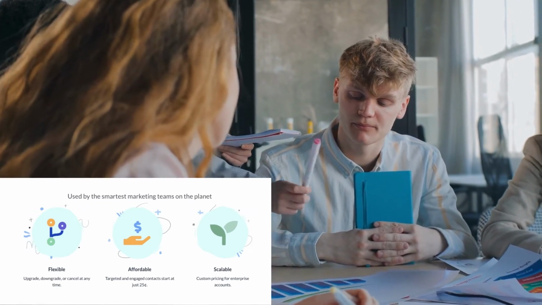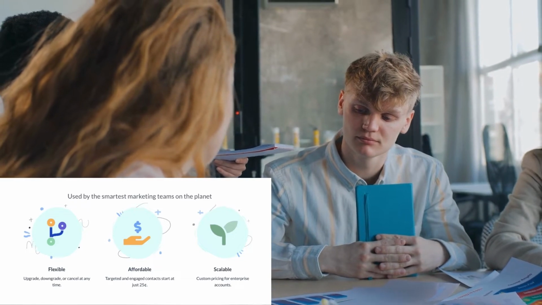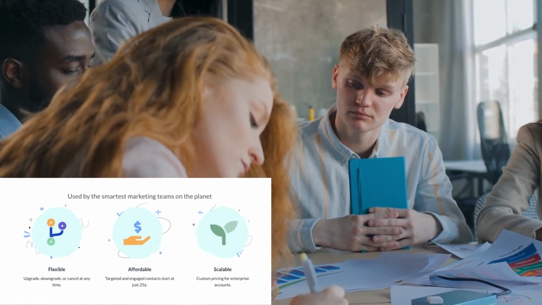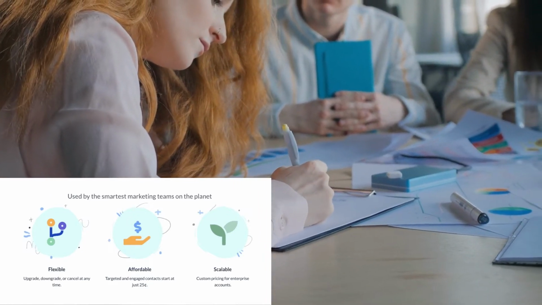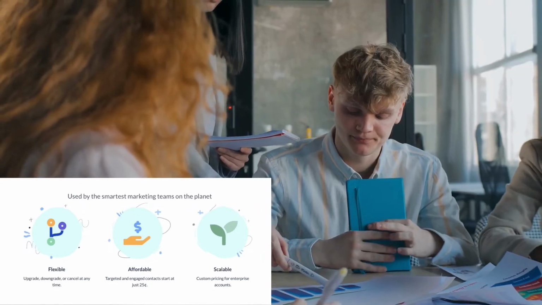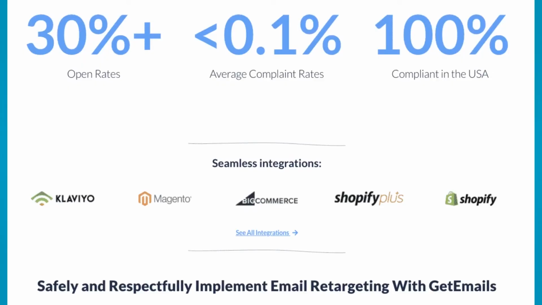Used by the smartest marketing teams on the planet. Flexible: upgrade, downgrade, or cancel at any time. Affordable: targeted and engaged contacts start at just 25 cents. Scalable: custom pricing for enterprise accounts. Sign up free for Get Emails and lower your cost per lead by 90%. Get a Get Emails account for free today, and you'll start thinking about how you ever survived without them.